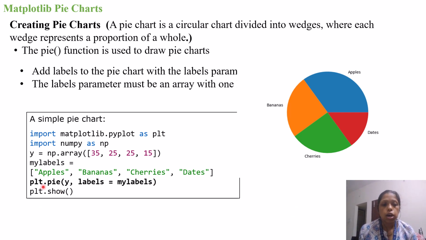Now plt.pie. PLT is associated with the matplotlib library, which I have given the short name plt. Within brackets you give the values, so you give y and then the labels. I have given the label name as mylabel, so labels equal to mylabel, then plt.show. In this way, pie is the main function for plotting the pie plot.